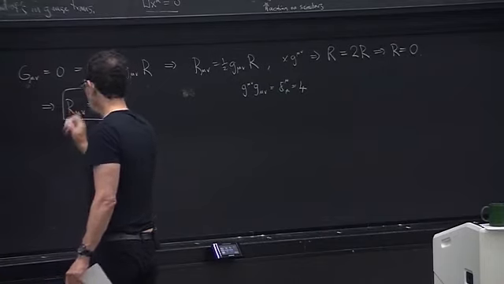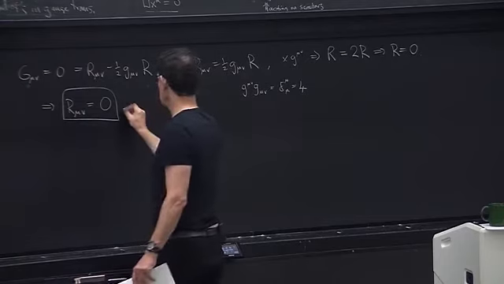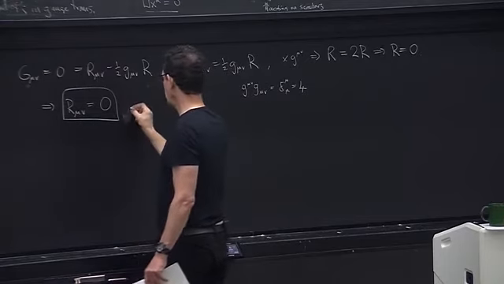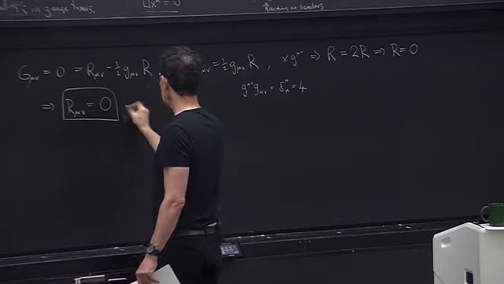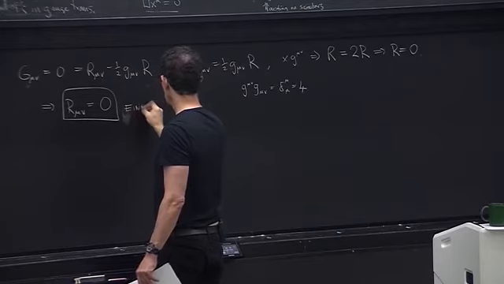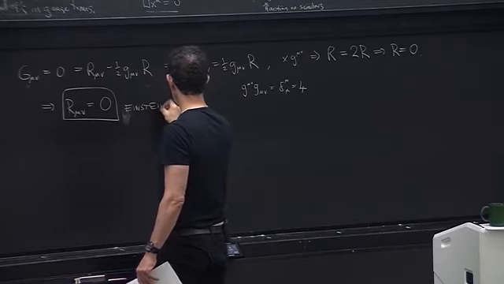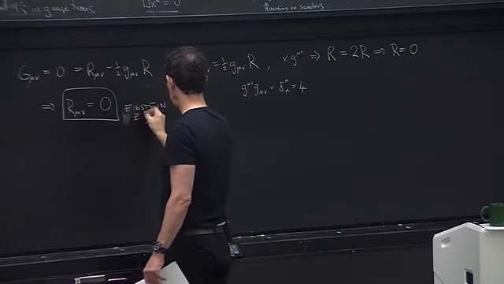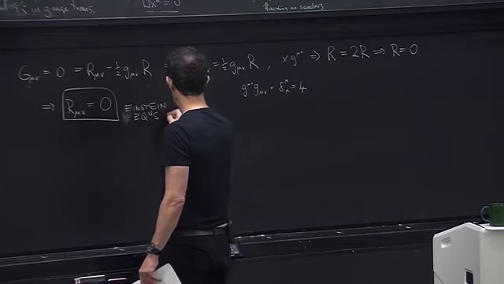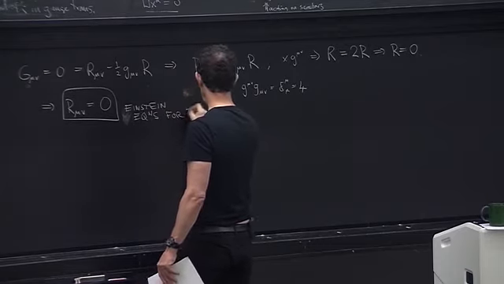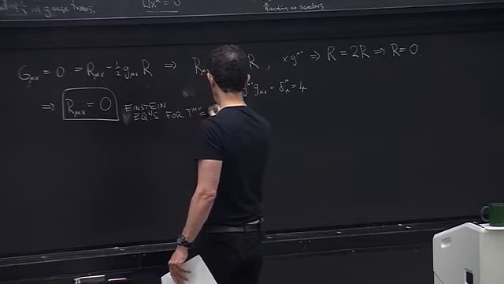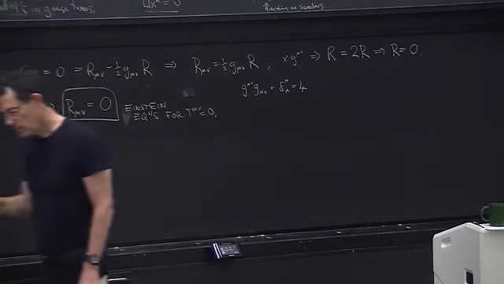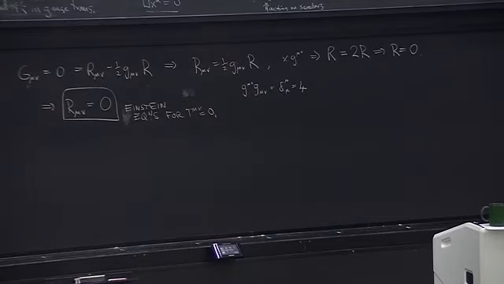So these are the empty space Einstein equations with T mu nu equals 0. You can write them as the Einstein tensor equals 0, but actually that implies the Ricci scalar is 0, and therefore the equations are just the Ricci tensor is 0.